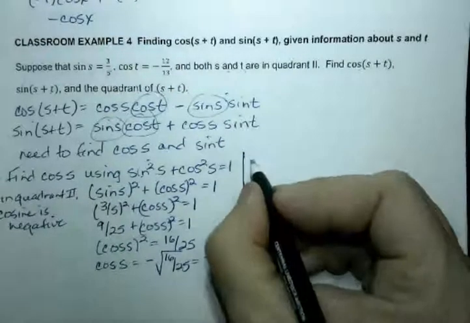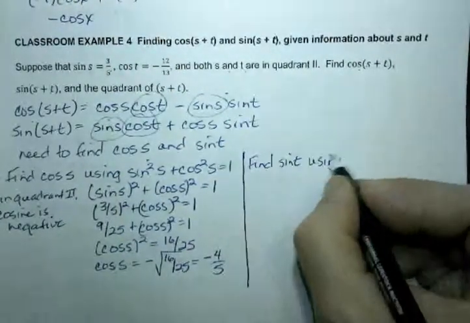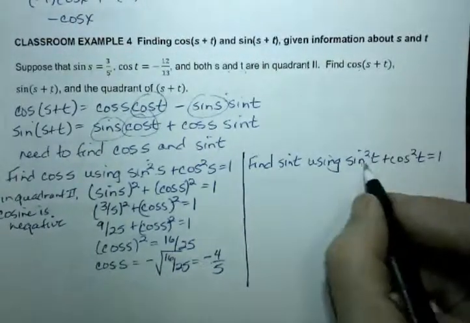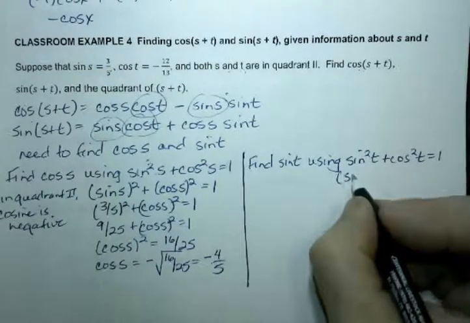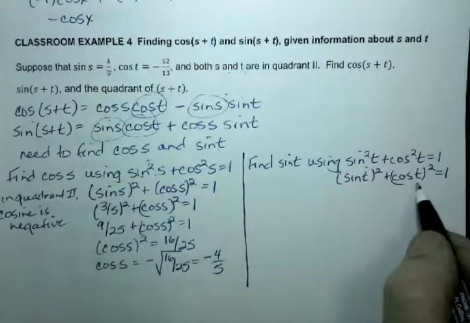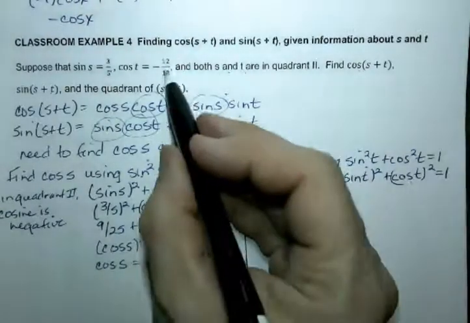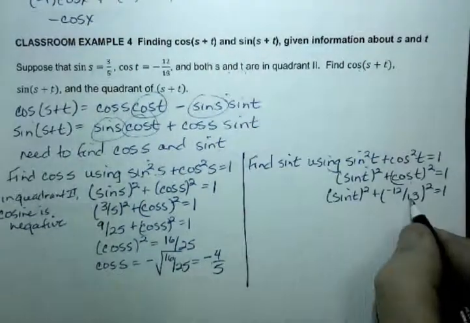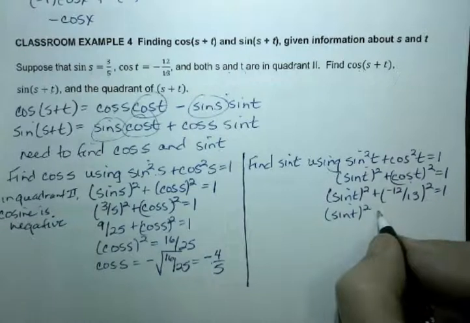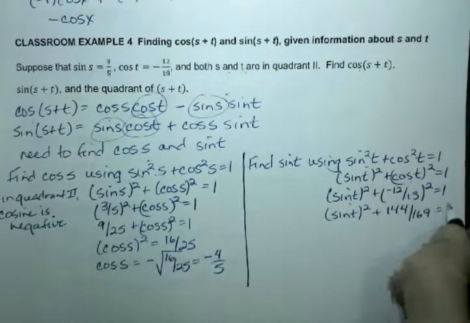I'm going to do the same thing to find sine of t. I'm going to use my Pythagorean identity with t as my angle. I'm going to rewrite this with my exponents on the outside. Then I'm going to substitute in the value that I know, which is cosine of t equals negative 12/13. I can simplify this by squaring 12/13, and that gives me 144 over 169.